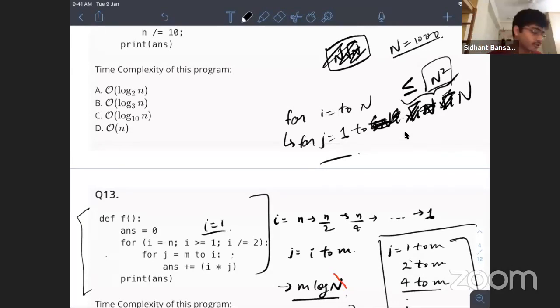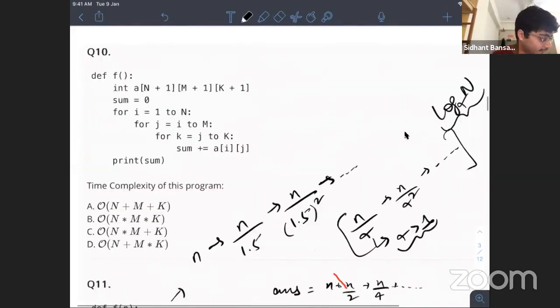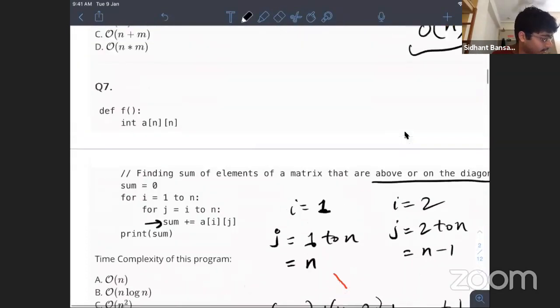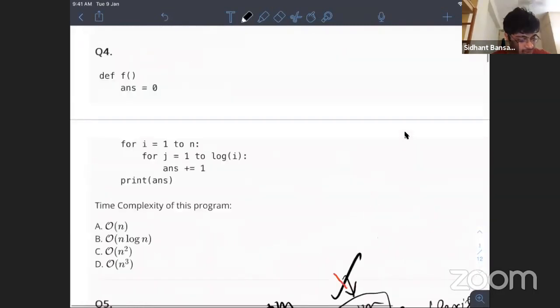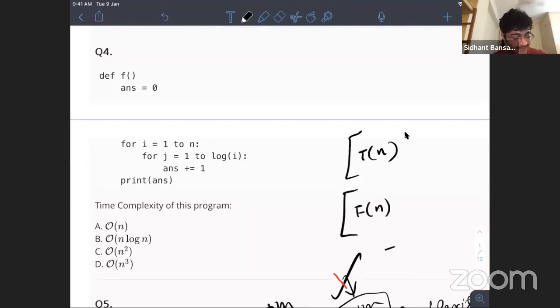Yeah, okay, good question. I think I didn't clarify it enough, but in the early parts here, question 5, we did try to clarify this. The idea was that if you have some piece of code which takes some time, let's say T of N, and then below it there is some piece of code that takes F of N, then the total time complexity will be T of N plus F of N.